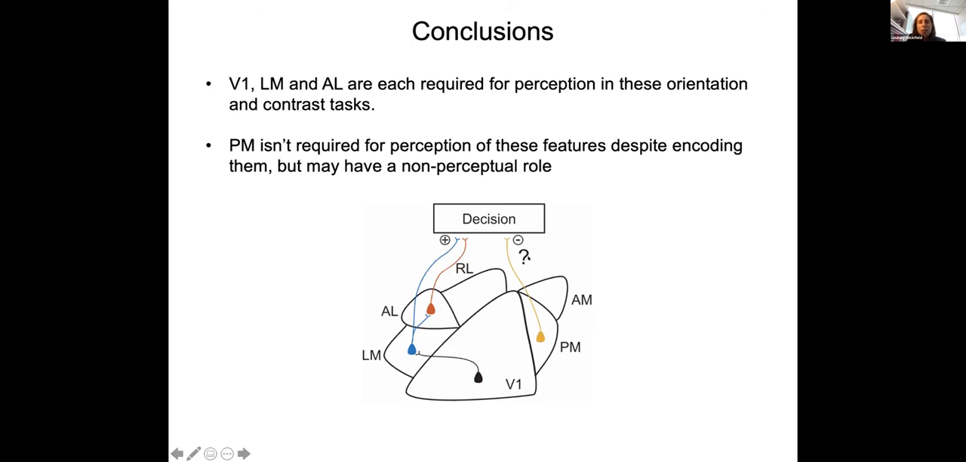In addition, we do see this interesting effect on the animal's false alarm rate, which suggests to us that it might have a non-perceptual role in behavior, that maybe, for instance, it might be having some tonic inhibitory effect on the decision-making circuit. And then when we remove PM from the behavior, that then we get this disinhibitory effect on the decision-making process.